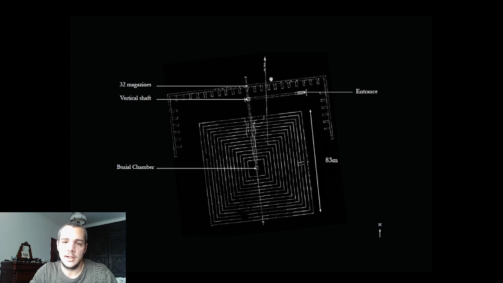Once you go down to the entrance, you could either go to the burial chamber down here or to the 32 magazines. They call them magazines, storage rooms. One difference between this pyramid and the father's is that here there are 32, whereas the father's has more than 100, on both sides, while here you have them on just one side. And the pyramid was about 83 meters square, so 83 meters the side of a square.